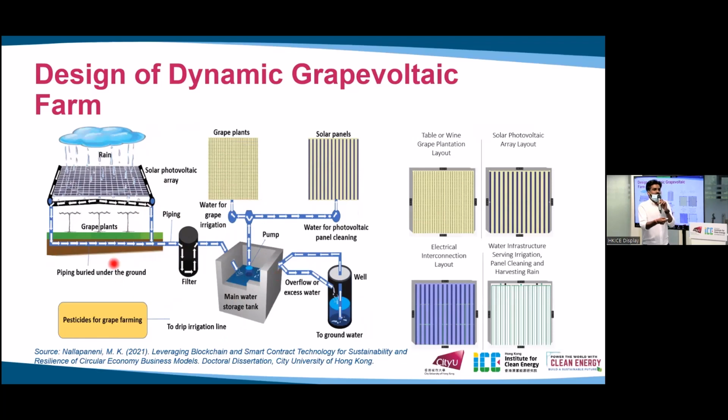But to actually install this, we need different sorts of infrastructure. First, agricultural: we need to plant the vineyard. After that, we need to have a solar plant layout. Then these two should be overlapped. And then we also have an electrical system layout infrastructure. Then we also have a water infrastructure, panel cleaning infrastructure, and the rainwater harvesting infrastructure. So 4 different types of infrastructure have to be designed very carefully.